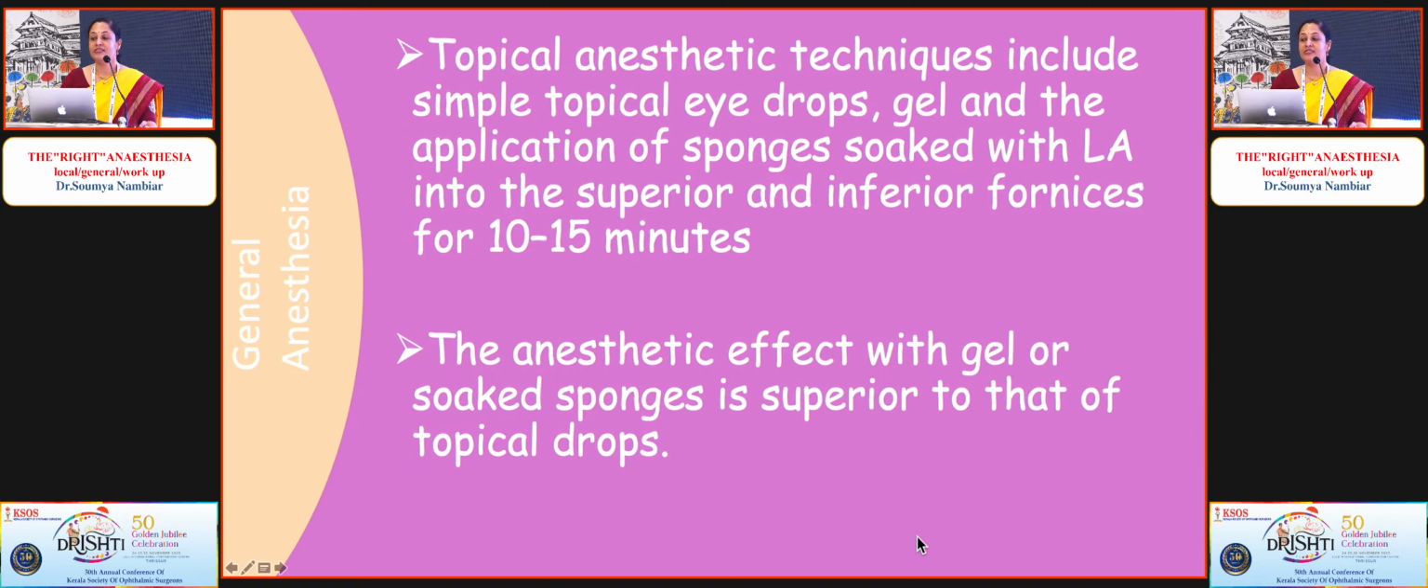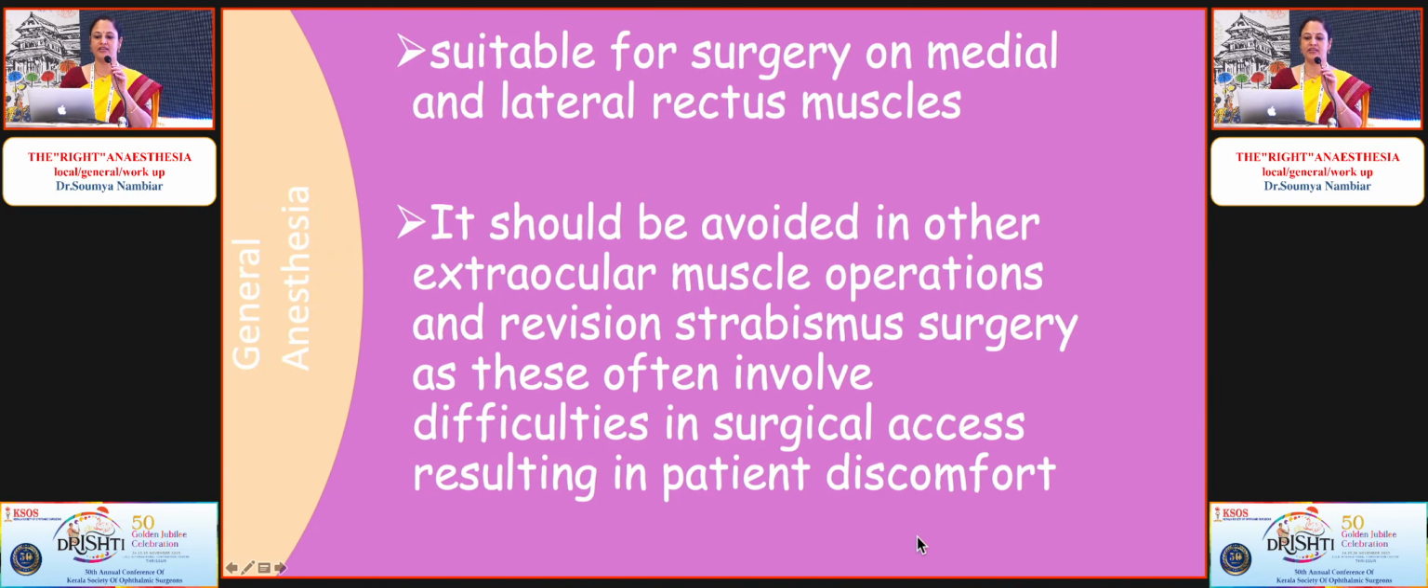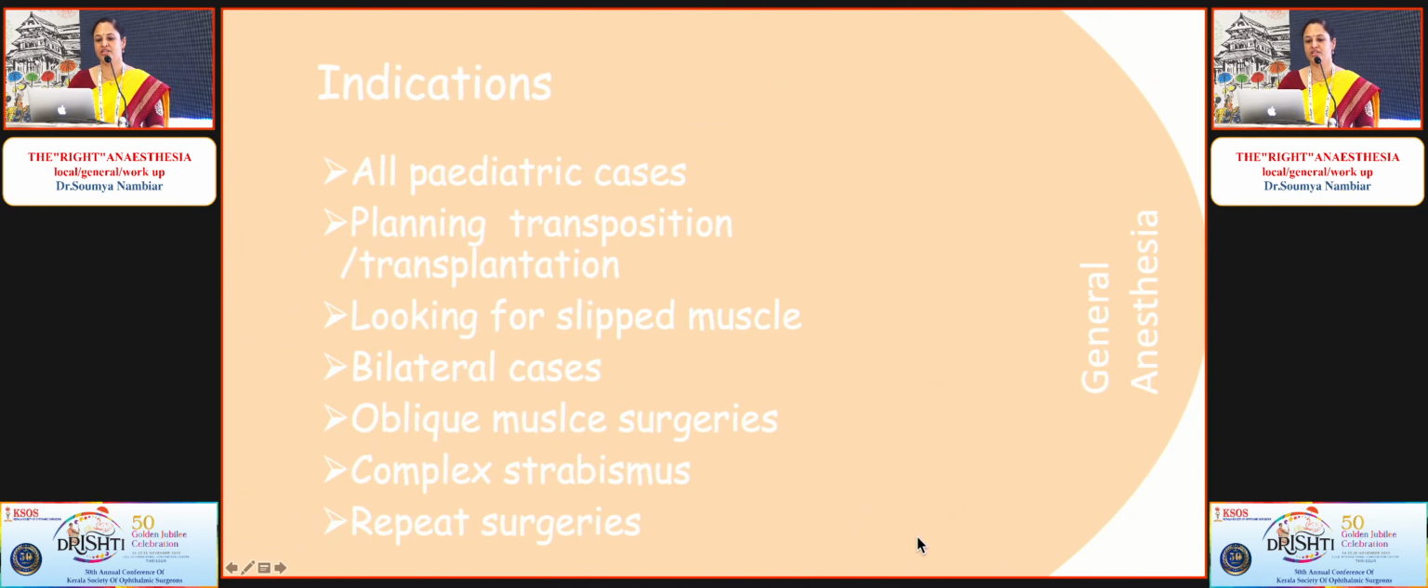Now, whenever we use topical anesthetic techniques, it's better to soak a Weck-Cel sponge in the local anesthetic and keep it there for some time instead of using plain paracaine. This is more beneficial than just putting in paracaine and then operating. It is suitable for surgery of the medial and lateral rectus muscles. It should be avoided in other extraocular muscles, like when you're planning oblique surgeries, as it will be difficult and uncomfortable for the patient as well.